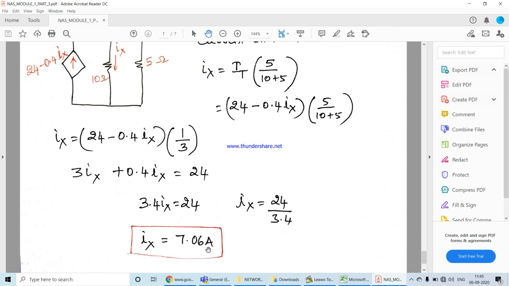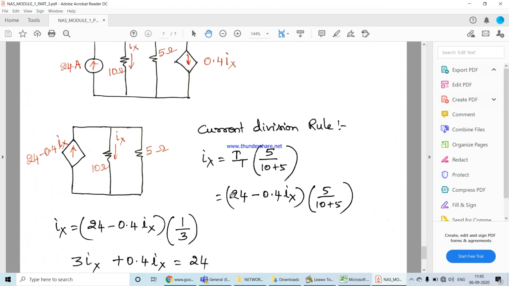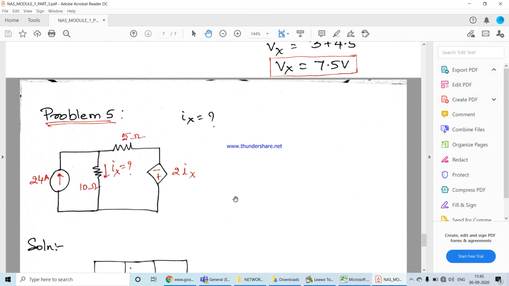See, writing the unit amps is very important, because in the exam you might lose half a mark or 1 mark if you don't write the unit for any parameter that you find out. Writing the unit for any problem is very important.